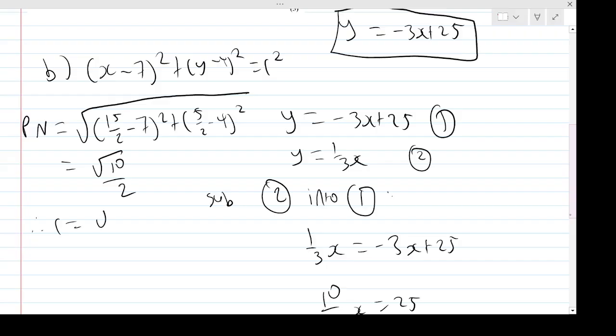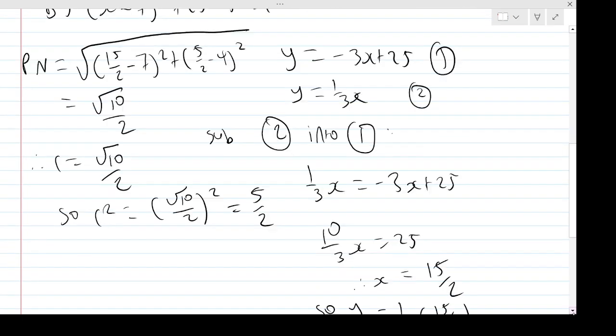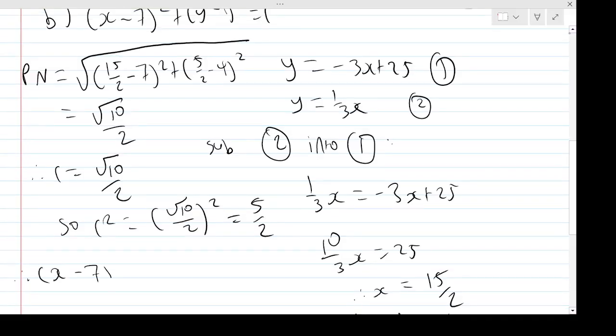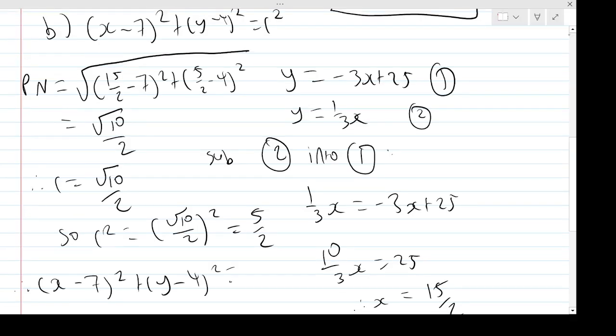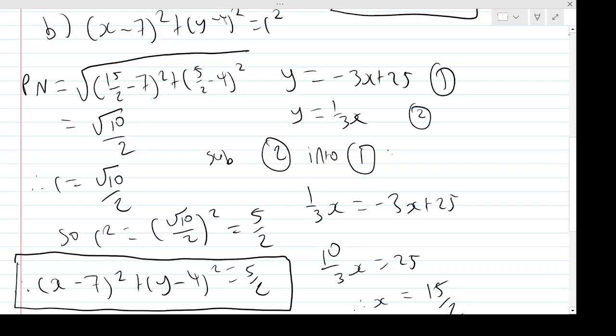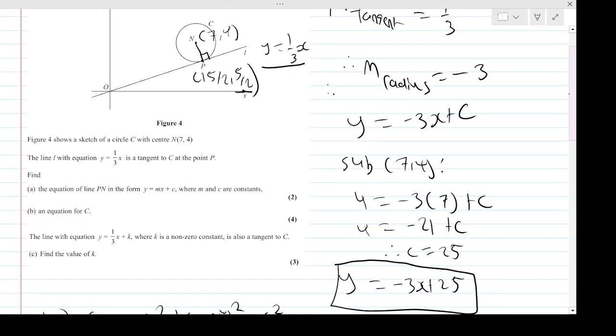So therefore r, the radius, is root 10 over 2. However, I need r squared. So r squared is root 10 over 2, all squared, and that will get me 5 over 2. Therefore, the equation is going to be x minus 7 all squared, add y take away 4 all squared is equal to 5 over 2. There's my equation of the circle. Cool. Okay, not too bad so far.